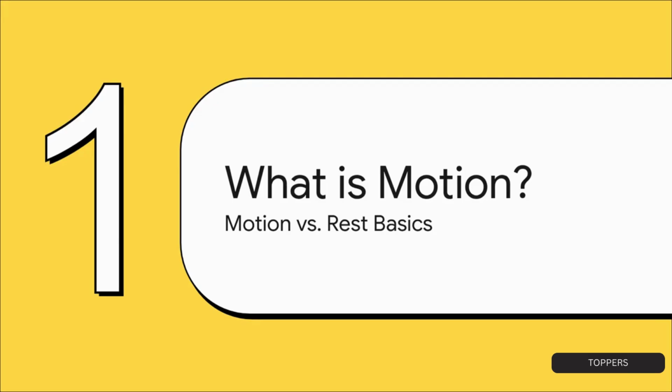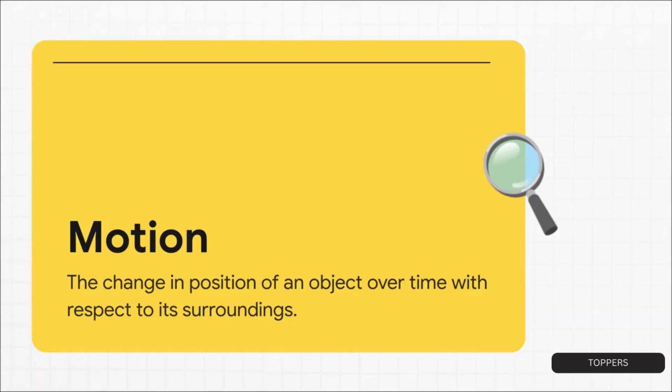First things first, before we can even talk about fast or slow or straight versus circular, we have to agree on what it even means for something to be in motion. It seems obvious, but there's a really key idea we have to get our heads around. So here's the crucial point.